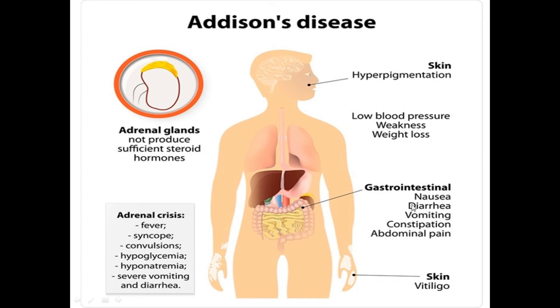There may be gastrointestinal conditions associated with or presented with Addison's disease, that is nausea, diarrhea, vomiting, abdominal pain. There may be vitiligo, and the crisis may result in syncope, convulsions, hypoglycemia, hyponatremia, severe vomiting, and diarrhea.